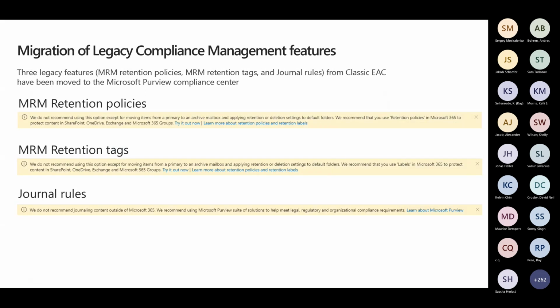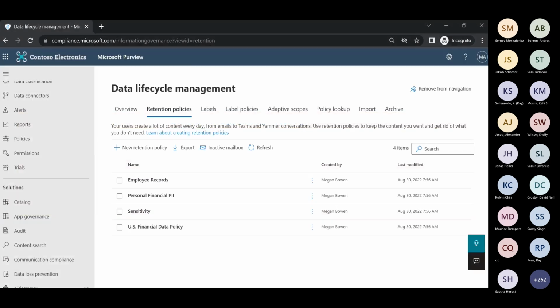Now, having said that, these are legacy features, and as our data lifecycle management and records management offerings have evolved into the future of data governance in Microsoft 365, we actually don't recommend the use of them, except when you're moving items from a primary mailbox into an archive mailbox, or maybe in the case of MRM tags applied by an admin to default folders within a mailbox. And that's why you see these yellow warning messages if you visit these pages. Instead, we recommend using retention policies and retention labels, which are available in the Purview Compliance Center.